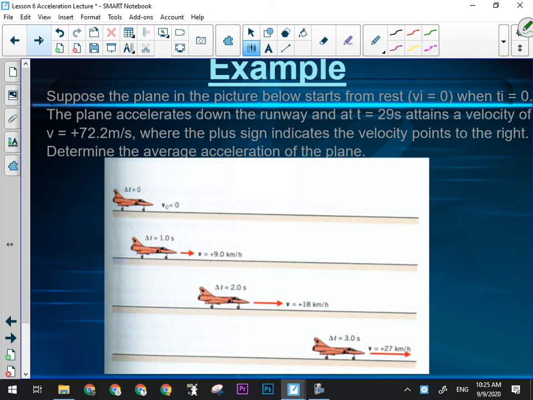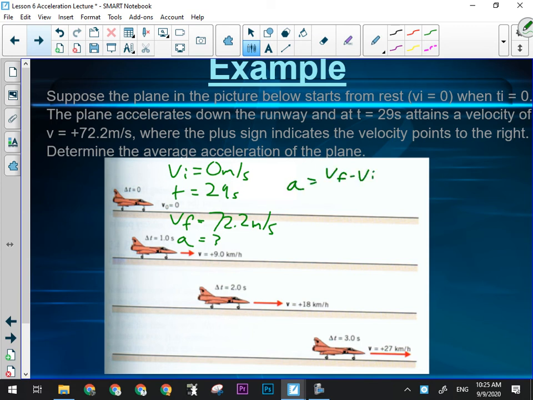All right, so this one starts from rest at time 0. The plane accelerates down the runway, and 29 seconds later is traveling at 72.2 meters per second, where the plus sign indicates to the right. Determine the average acceleration of the plane. All right, so this question gave me VI, it gave me time, and it gave me VF. And it wants me to find acceleration. Do I have a formula that will do that? One I learned last year in Science 10: acceleration equals VF minus VI over T.